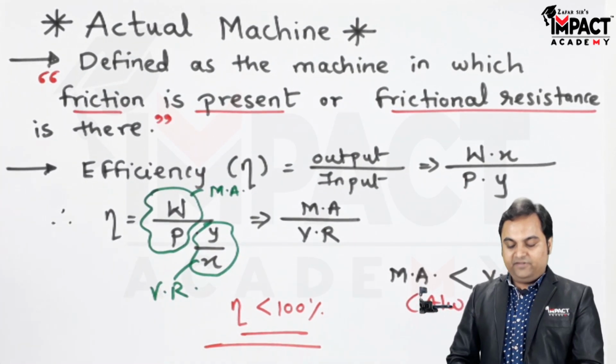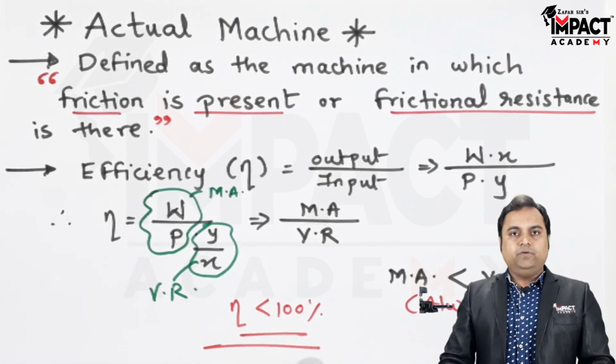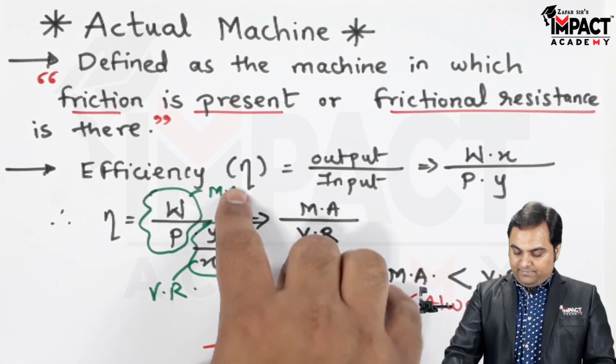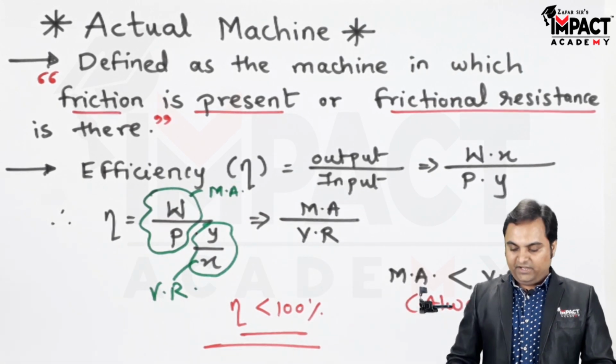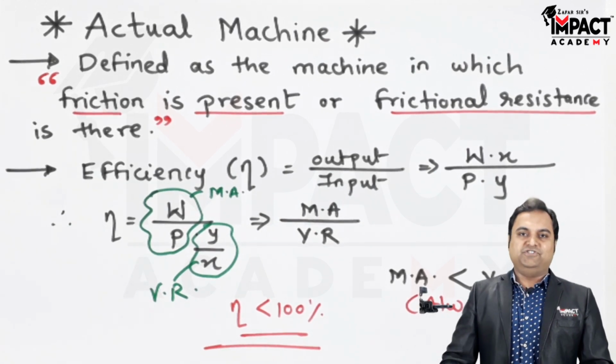And compared to that, if we have an ideal machine, in that case the efficiency would be equal to 100%, that is both MA and VR values would be equal. So in short, that was an explanation of an actual machine.